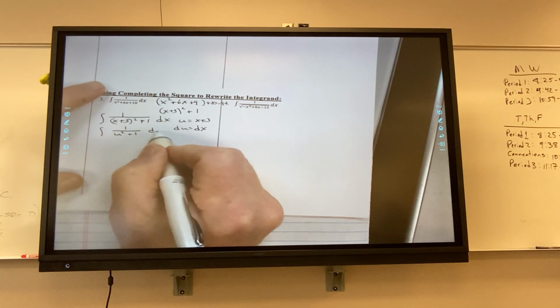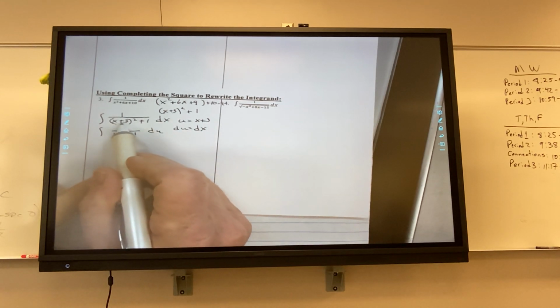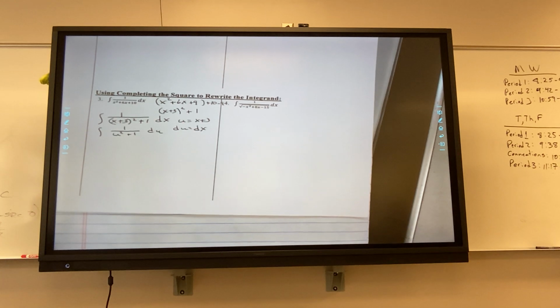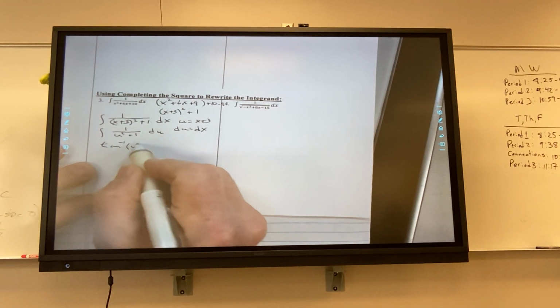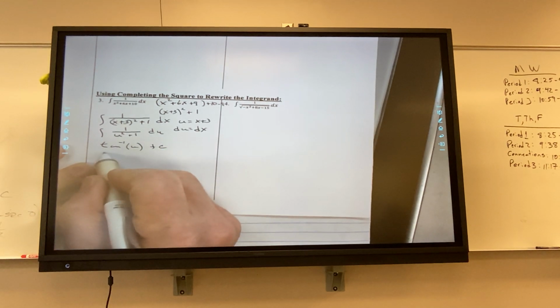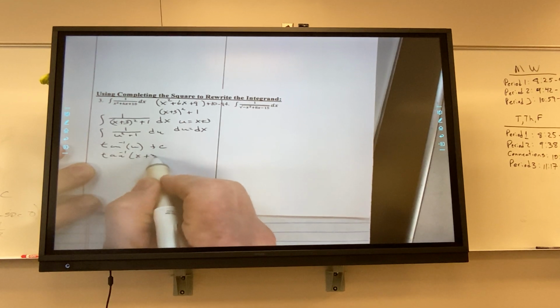So du went in for dx, u went in for x plus 3, and can we see what inverse trig it is? We've basically only been working on 2, correct? Because I'm not going to test you on the secant inverse. Matthew? Tangent. So it's going to be tangent inverse of u plus c. So it's going to be the tangent inverse of x plus 3 plus c.